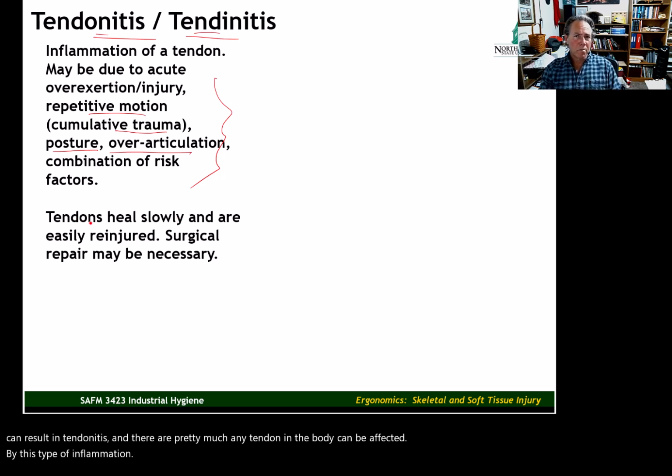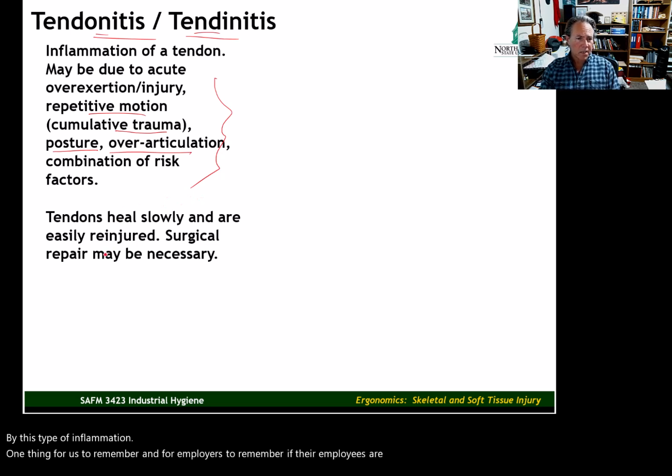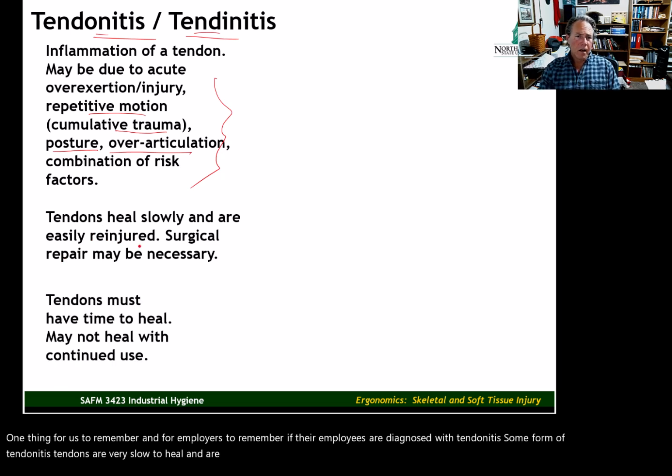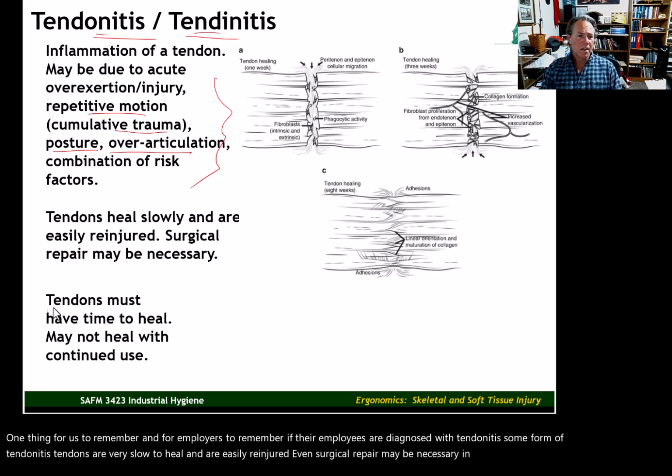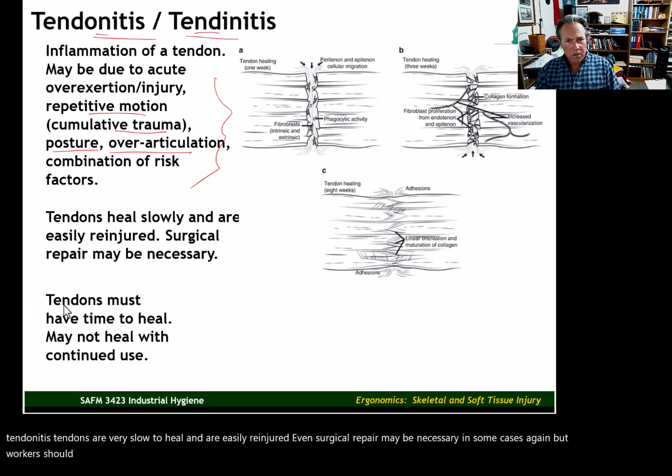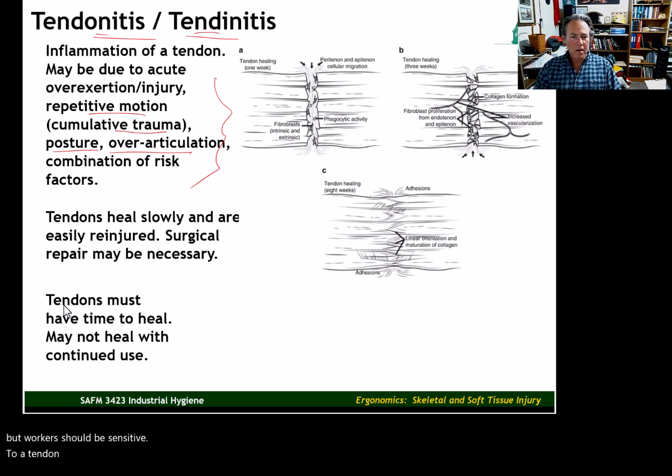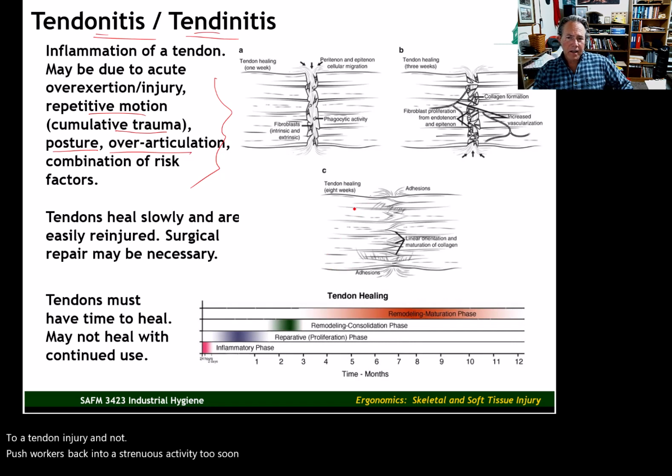One thing for us to remember, and for employers to remember, if their employees are diagnosed with some form of tendinitis: tendons are very slow to heal and are easily re-injured. Even surgical repair may be necessary in some cases. But employers should be sensitive to a tendon injury and not push workers back into a strenuous activity too soon, because that could result in a re-injury or making an injury worse than it was before.